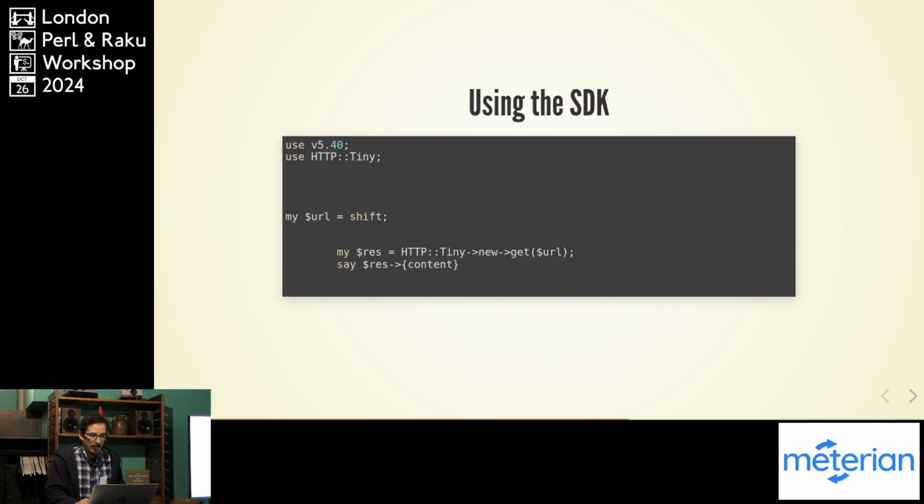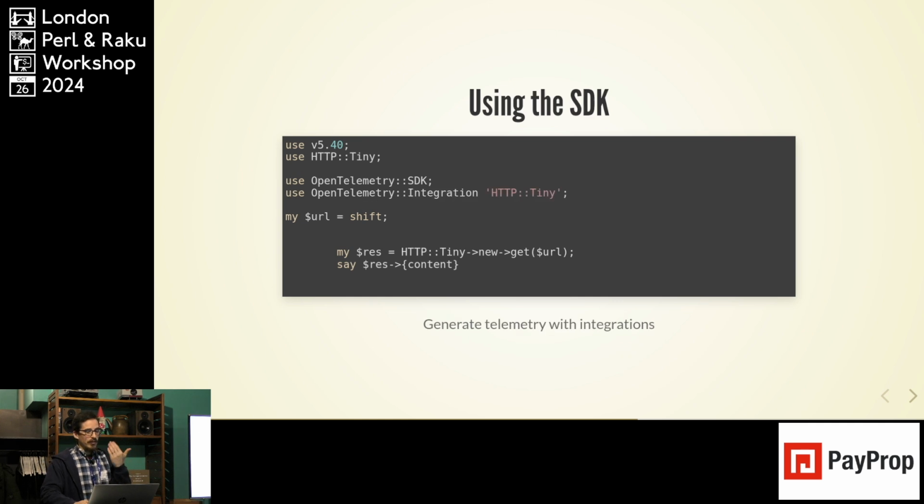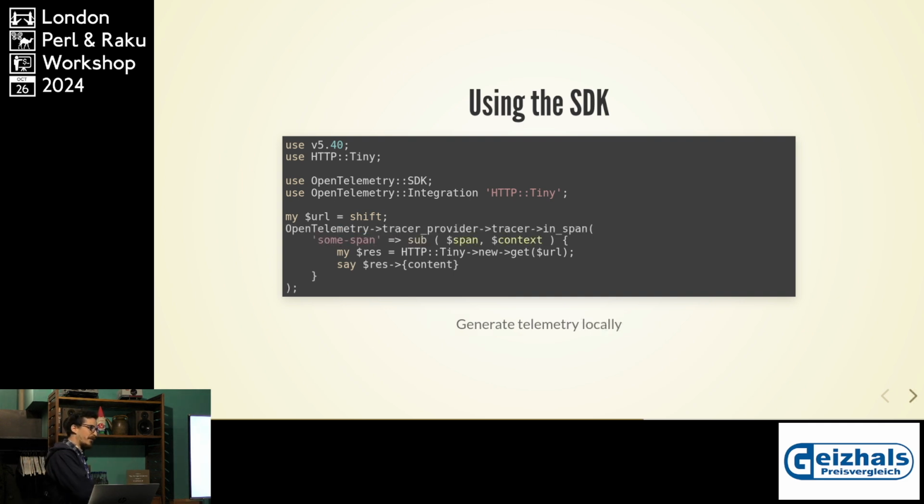So let's look at some examples. Let's say this is your application where you're doing some very important HTTP request. There's no telemetry data being generated here, so there's no work being done. You can load the SDK, which will internally read the configuration from the environment and configure any propagators that it needs to configure. But even at this point, there's no telemetry data there, so there's nothing to do. But if you load, for example, in this case, the OpenTelemetry integration for HTTP Tiny, that will hook into the HTTP Tiny library and generate telemetry data. And at this point, that data is going to start going wherever you told it to go to. And of course, you can do the same thing that we did before and just add telemetry data locally as well.